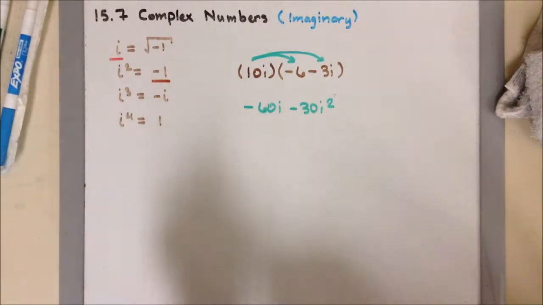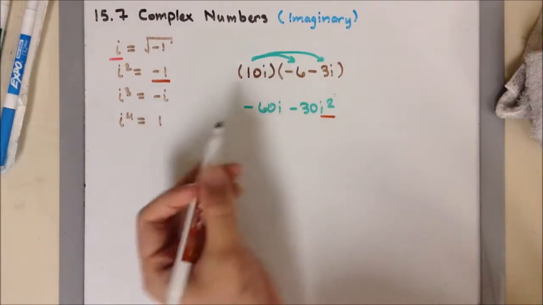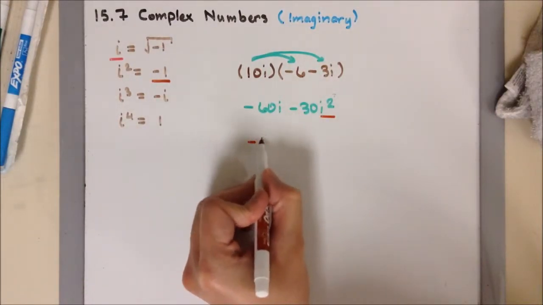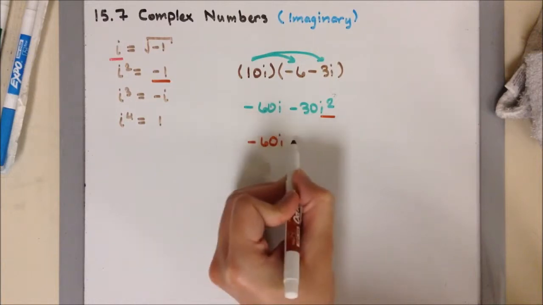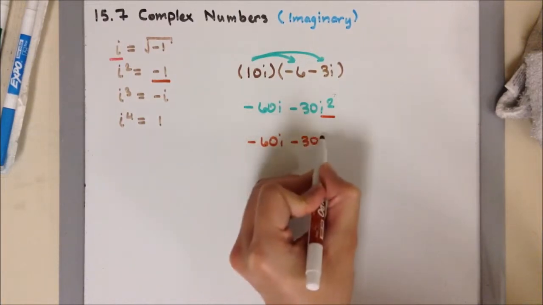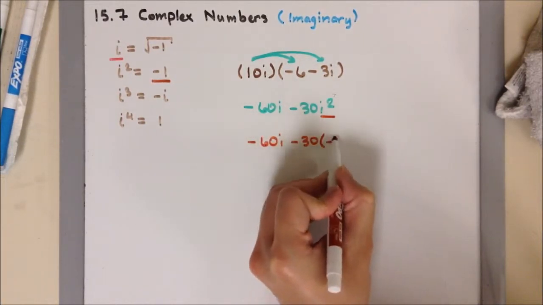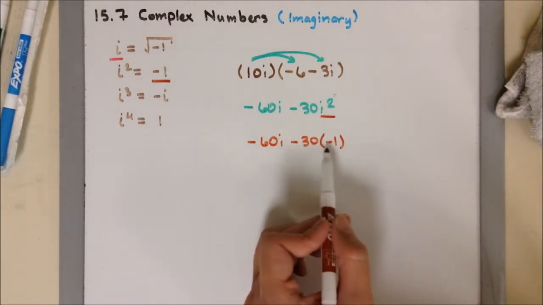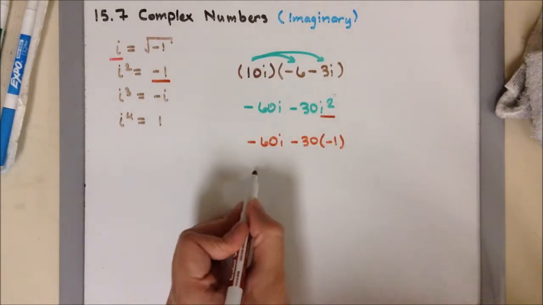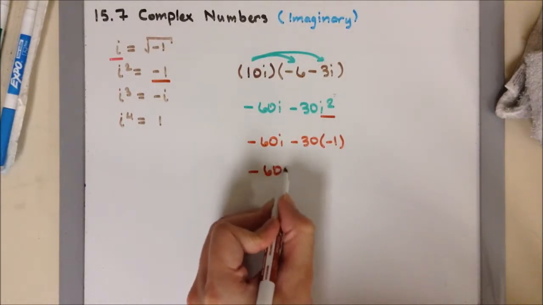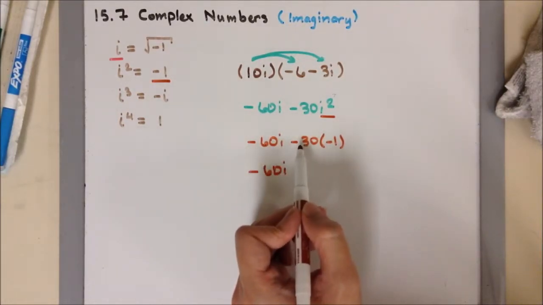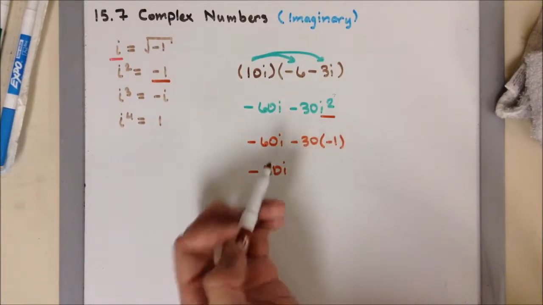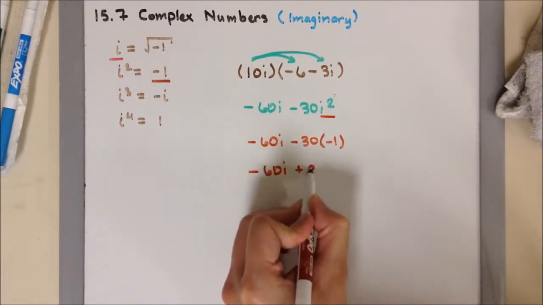And then I need to simplify my i squared. So I'm going to rewrite the whole thing. So -60i minus 30. The value of i squared is -1, so put it right here. And notice how I put it in parentheses, so I'm multiplying to the -30. So this will stay the same, -60i. But over here, -30 times -1 will become positive 30.